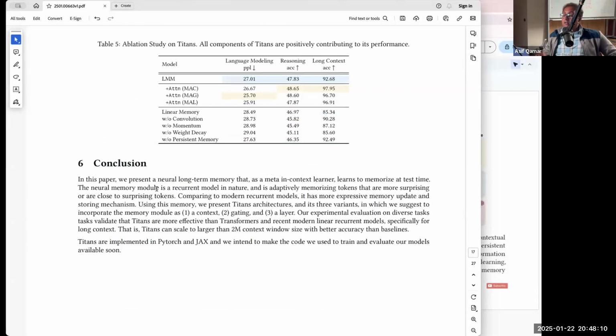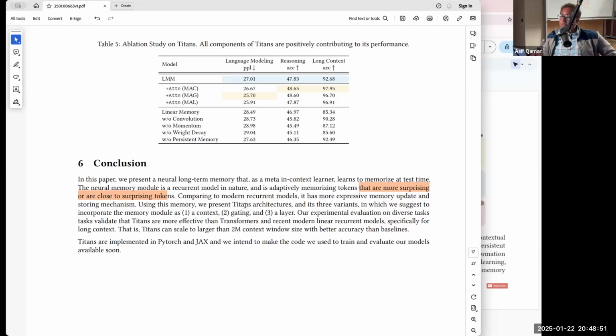And then we will conclude by saying that in this paper we present a neural long-term memory that, as a meta in-context learner, learns to memorize at test time. The neural memory module is a recurrent model in nature and is adaptively memorizing tokens that are more surprising or close to the surprising tokens. That is an important thing. What they're saying is if there is new incoming information that is surprising, it adapts to that nicely. Compared to modern recurrent models, it has a more expressive memory update and storing mechanism.